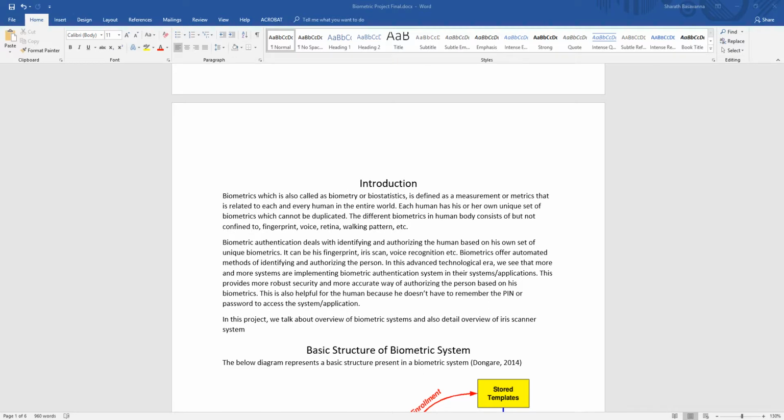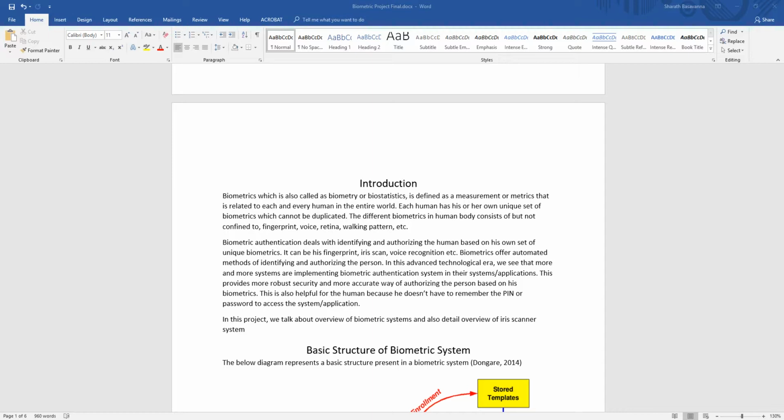Biometrics is a unique way of identifying every human being. There are a lot of biometrics which are unique to each and every human in the entire world, like fingerprint, voice, retina, walking pattern, and so forth. What does biometric authentication mean? It means involving a biometric system which authenticates and authorizes a person based on the unique biometrics which he or she possesses, and it determines whether he or she will have access to a particular system or an application.